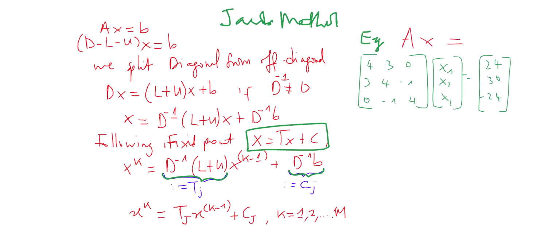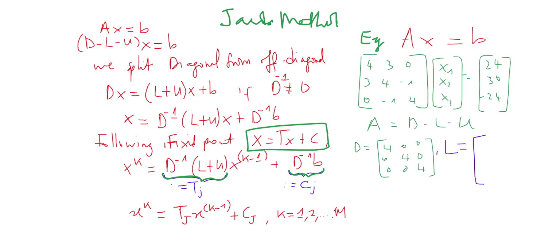So we can split the A into D minus L minus U. Now, what is the D? The D is the diagonal, just 4, 4, 4, and every other term is 0. Okay? Then what is the L? L will be all the terms in the lower triangular section.